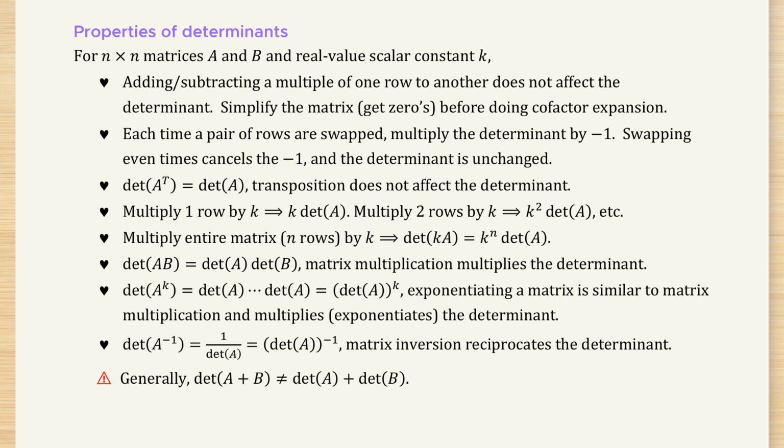Although keep in mind, if we have 2 matrices added together, the determinant of a sum of matrices is not necessarily equal to the sum of the determinants, meaning that if we have the determinant of A plus B, it's not necessarily the same as determinant of A plus determinant of B.